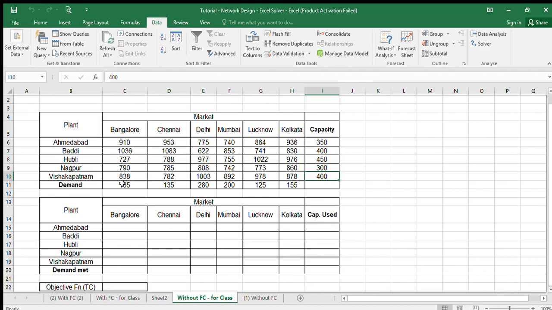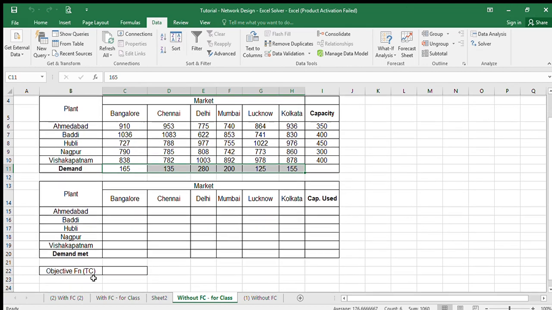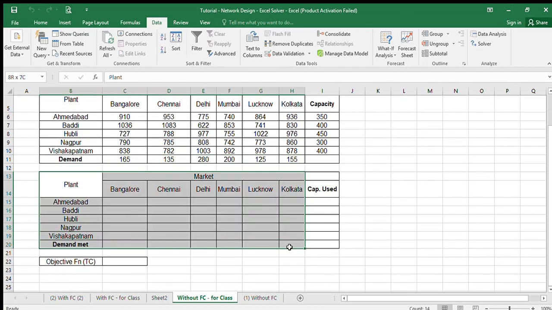On the other side, you can see the demand at the market for this quarter is already given. Bangalore, it was 165, Chennai 135, Delhi 280, Mumbai 200, Lucknow 125, and Kolkata 155. So this is another parameter being provided. Down below, you can see the same table I have copied, and the table is completely empty.